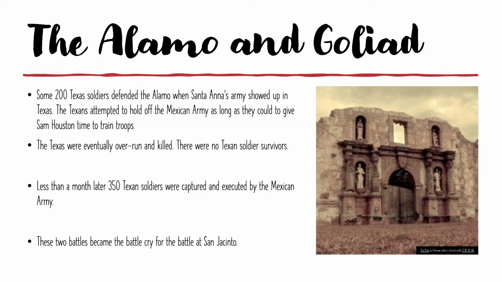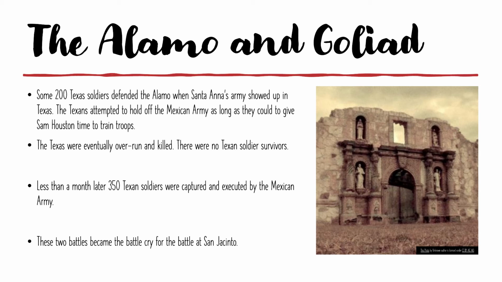All right, then we get to the famous Alamo and the lesser known Goliad, but still pretty big part of the Texas Revolution. So again, we'll get more in depth on these battles as we get to them, but 200 Texas defenders were at the Alamo when Santa Anna's army arrived, and so they were told, hey, you have to hold off Santa Anna and the Mexican army as long as you can to give us time to train the troops. And I believe it was like 21 days. I'm not 100% certain on that, but they lasted that long. Eventually, they will be overrun and killed by the Mexican soldiers. There will be no Texas soldiers that survive.